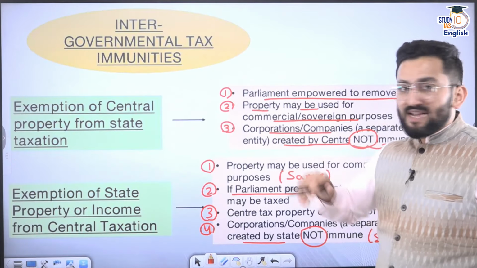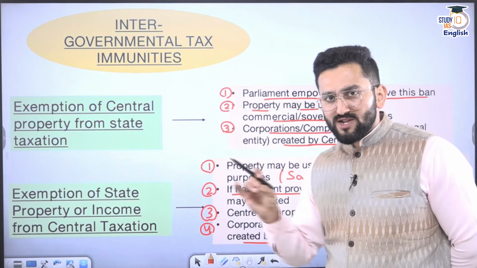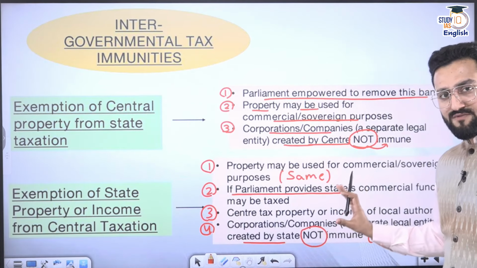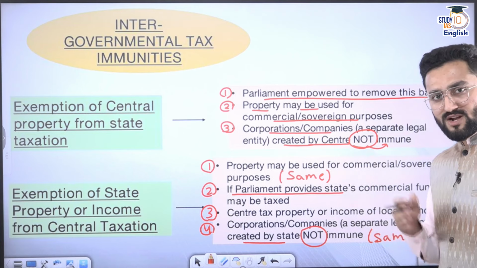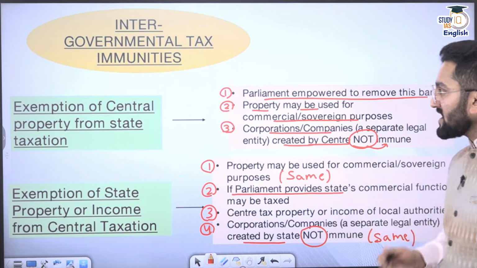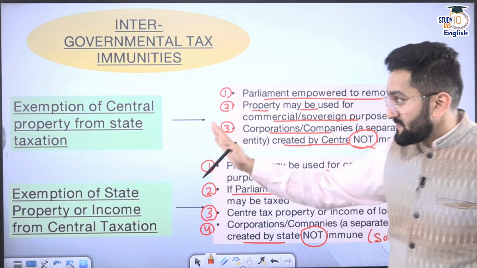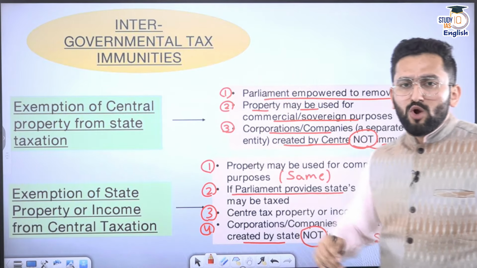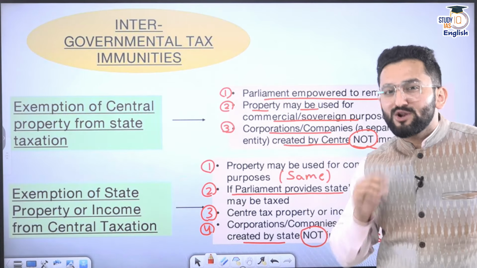Now, intergovernmental tax immunities. It means immunities where center should not impose tax on state and state should not impose tax on center. Just give this attention here, because this area is also like students actually just turn the pages, but I feel that there can be a question. First, Parliament empowered to remove this ban. It means there's immunity, but Parliament can actually make a law and say, I don't want this immunity in this area. State, you can actually impose tax, but you know that this is not going to happen.